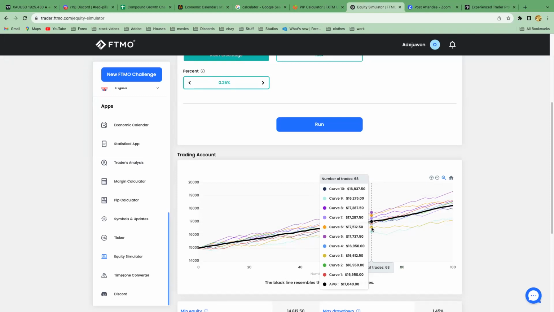But as long as within 68 trades, yeah, we had our 1 to 2 RR, and then obviously the winners pushed through and the losers happened. This is when we would have been able to pass this account.